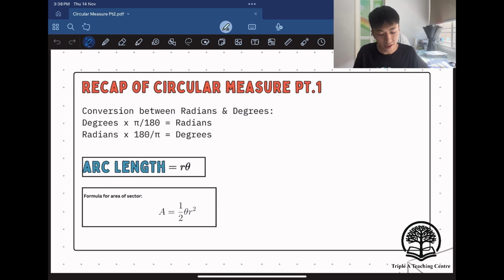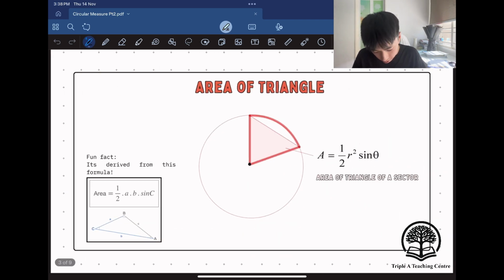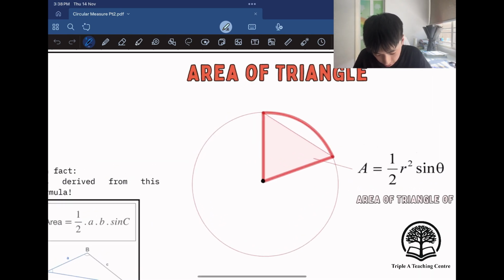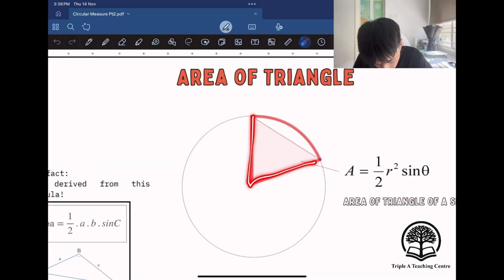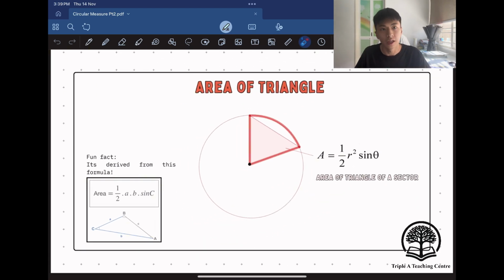Okay, time to learn some new stuff, guys. I will try to make it as simple as possible so that you can answer the questions easily. The first formula that we'll be learning today is area of triangle. As you can see here, I've shaded a triangle, and this triangle is actually enclosed by a bigger sector on the outside. Sometimes they may ask you to find these shaded triangles. So how do you find the area of these triangles?